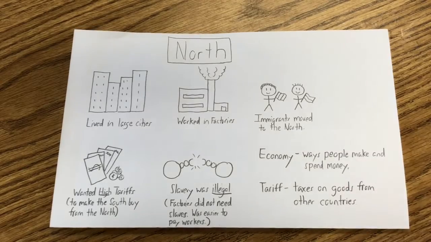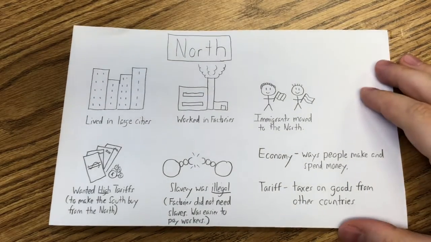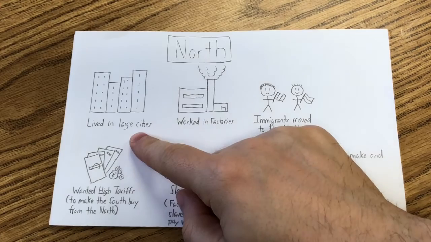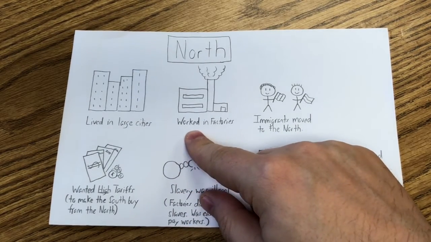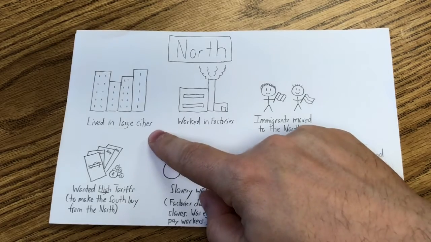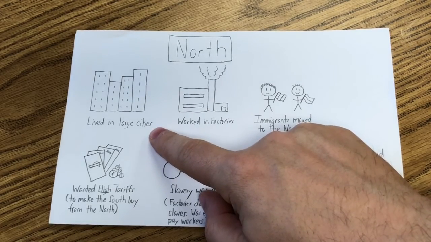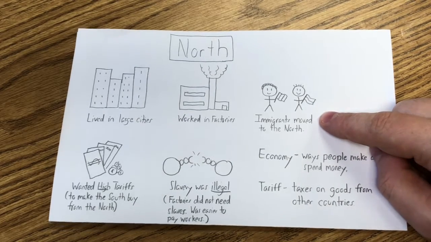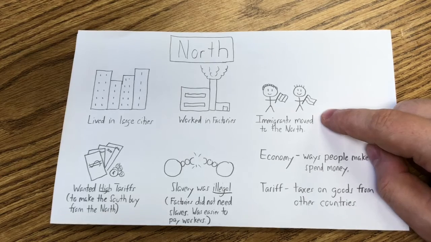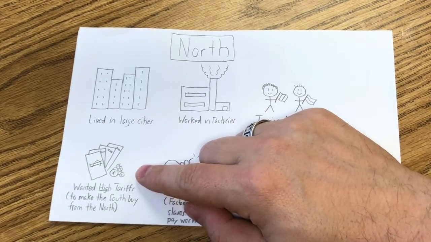Okay, so for the North, here are the things that you're going to read about in that article. You're going to find that a lot of people were living in large cities in the North because they were working in factories, okay? So all these factories being built in the cities allowed these cities to become much, much larger. You're also going to read about how many immigrants were moving to live in the North. They were not really going to the South, although some did. Most immigrants were going and living in the North because they could work in those large cities and the big factories, okay?